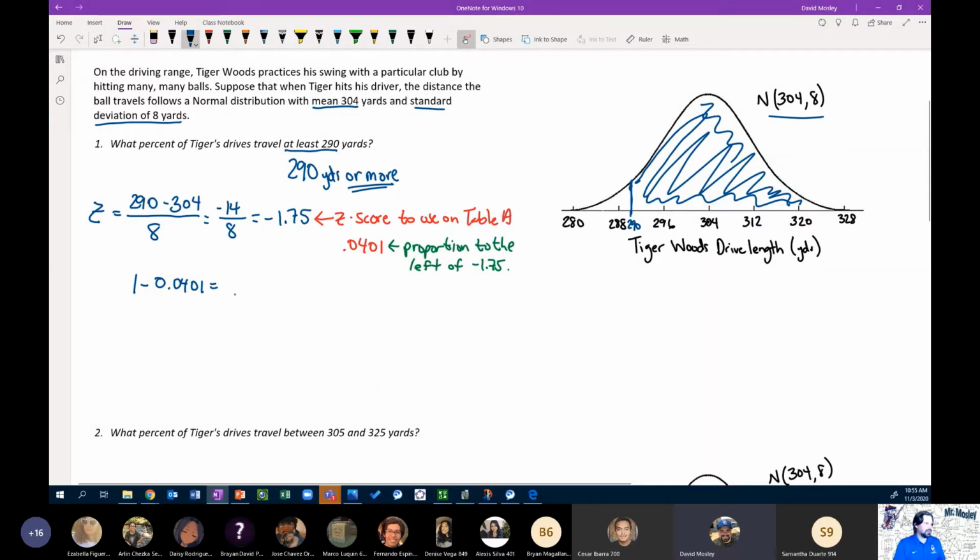And that's going to be what I have a trusty calculator for. We get a 0.9599. So my proportion that is greater than or equal to essentially 290 is 0.9599.